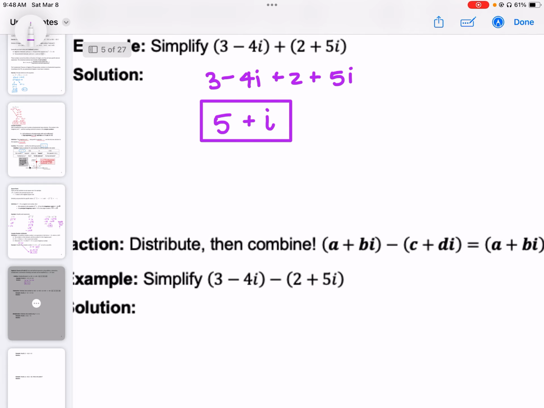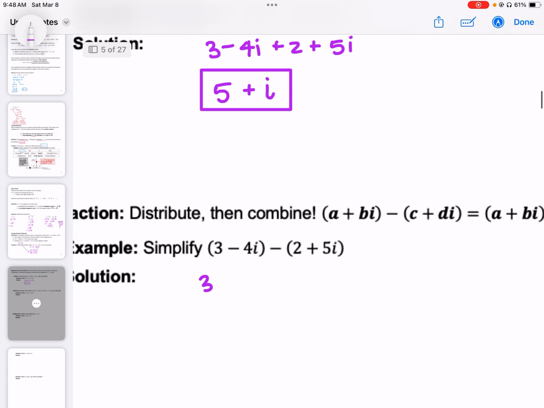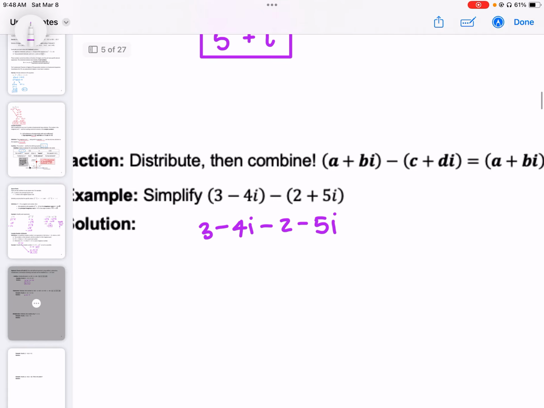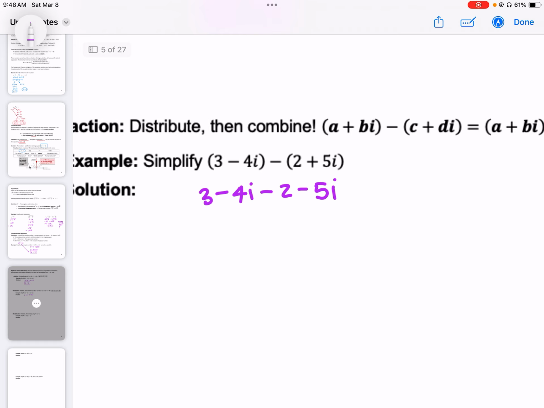Subtraction is going to work really similar. I am going to distribute that minus before I do anything else. And then now I'm just going to subtract 3 minus 2 is 1. Negative 4i minus 5i is going to be negative 9i. And so that is where I get to stop.